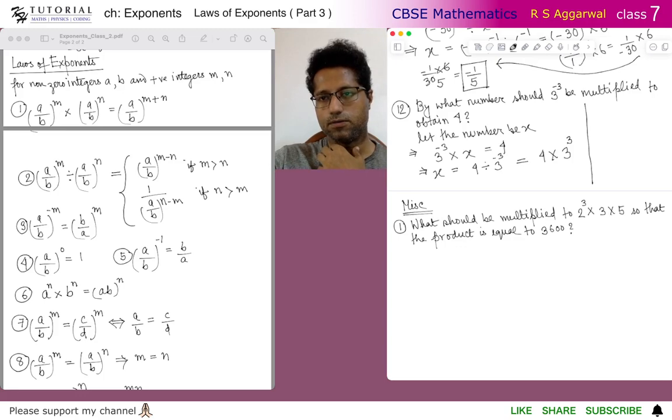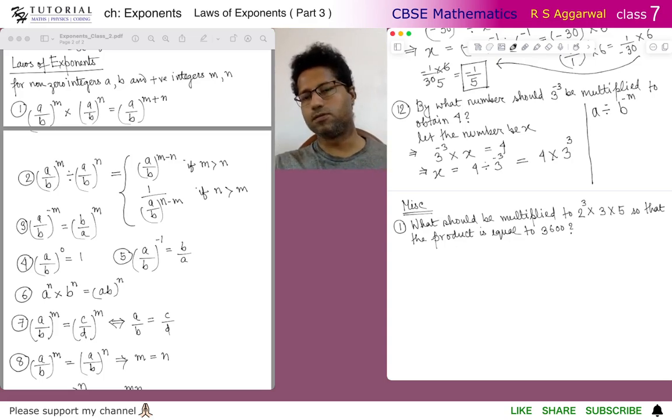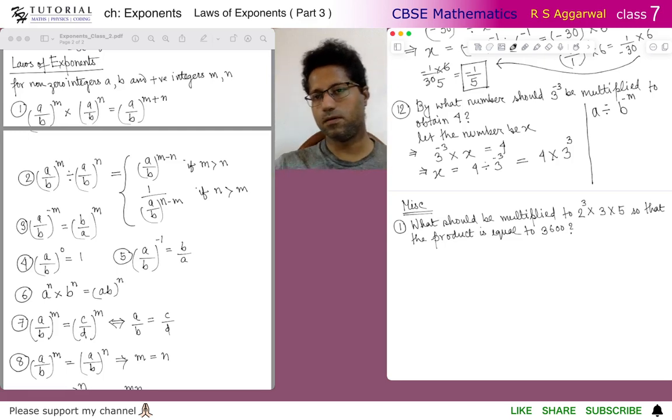When you have something like a divided by b to the power minus m, where m is a positive integer of course, and a and b are non-zero integers, this will be a multiplied by b to the power m.